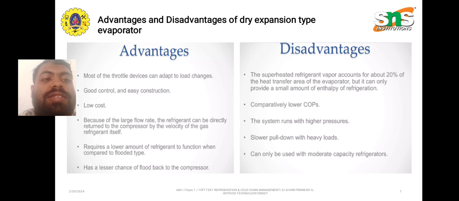The disadvantage is that the superheated refrigerant accounts for about 20% of the heat transfer area of the evaporator, but it can only provide a small amount of enthalpy of refrigeration. It has a comparatively lower coefficient of performance. It runs with higher pressures. It slowly pulls down with heavy loads. It can be used only with moderate capacity refrigeration.